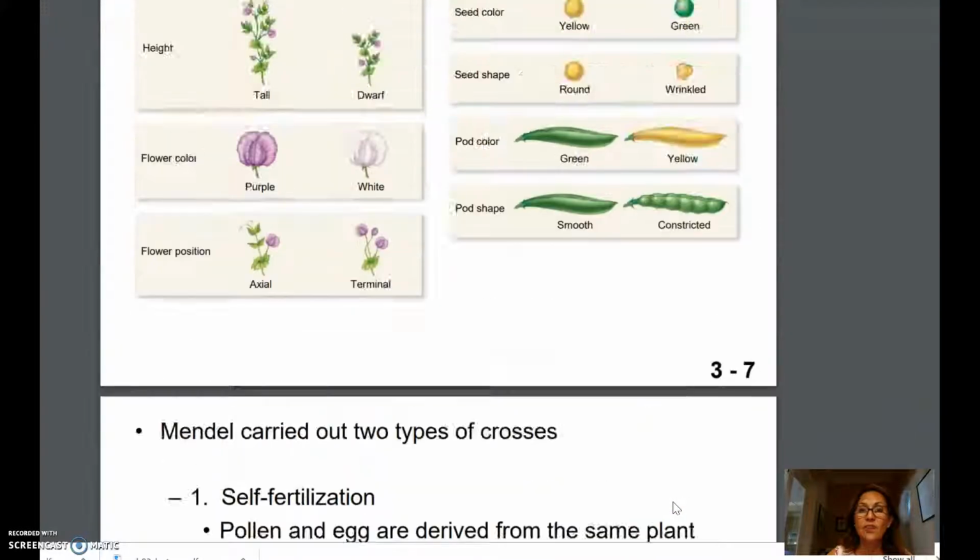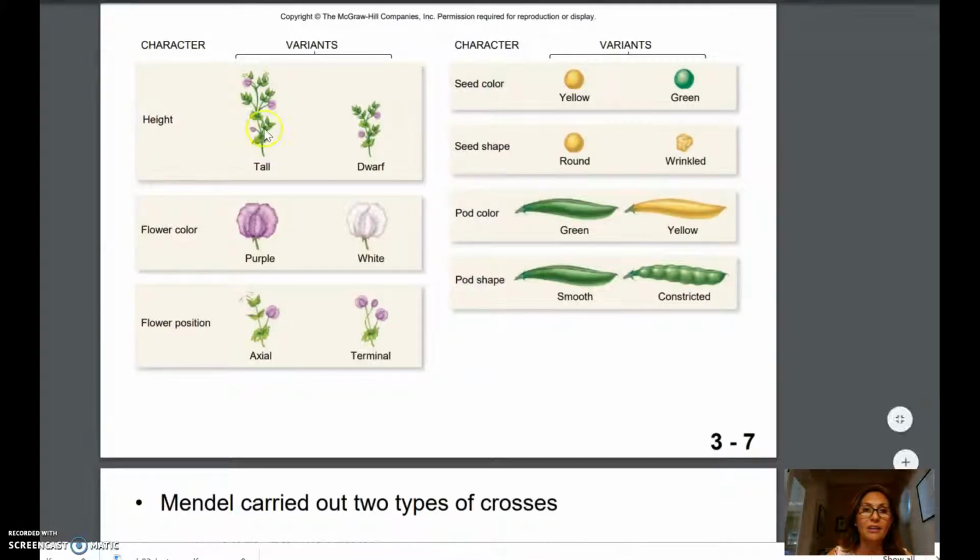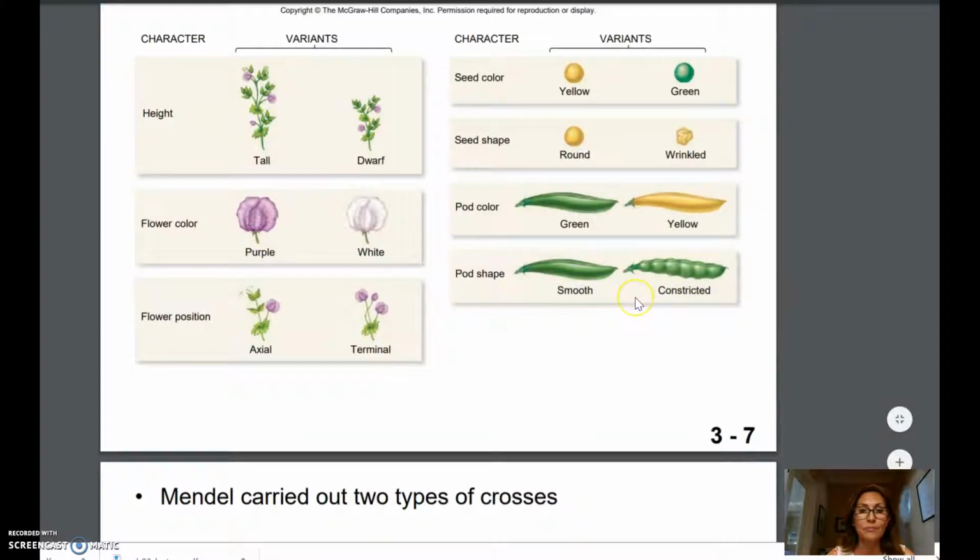So here's some of the variants that Mendel looked at. Height, tall or dwarf. Flower color, purple or white. Flower position, axial. So in other words, the flowers were on the side. Terminal, the flowers were at the very tip of the branches. The seed color, yellow or green. So that's your yellow peas and your green peas. Seed shape, round or wrinkled. Pod color, green or yellow. And then pod shape, here's the smooth or constricted or bumpy shape.